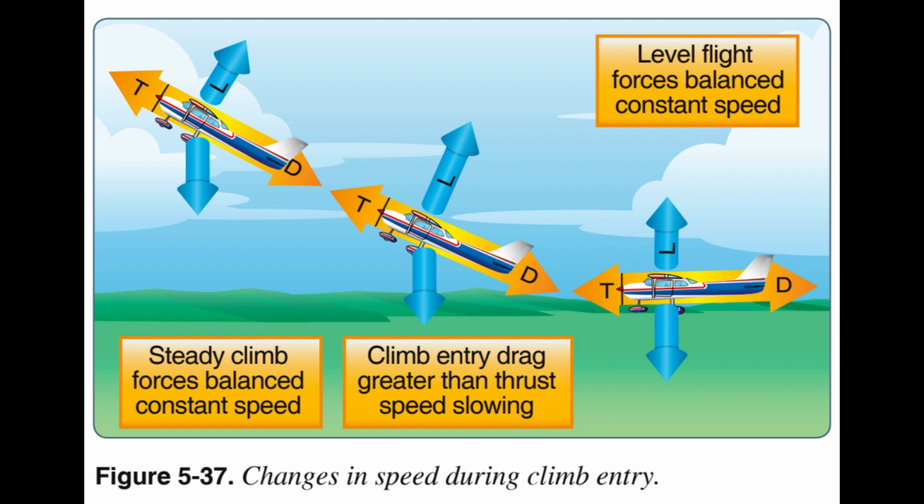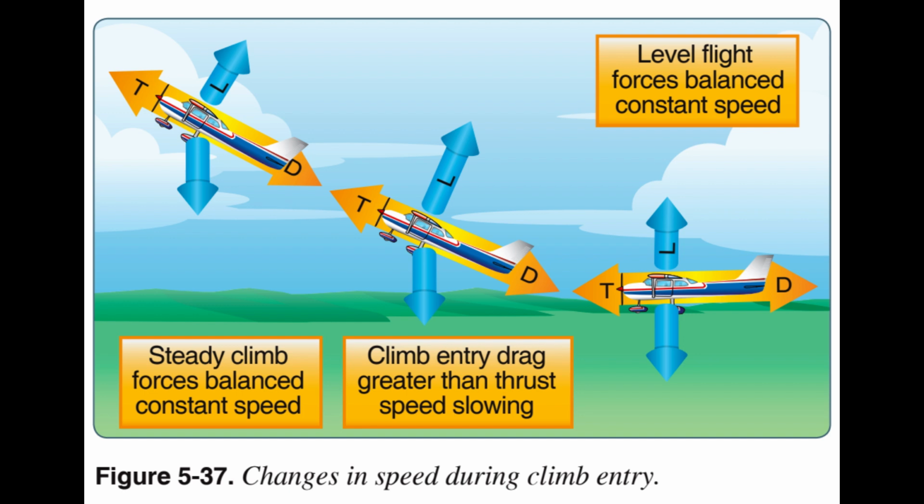Figure 5.37. Due to momentum, the change in airspeed is gradual, varying considerably with differences in aircraft size, weight, total drag, and other factors. Generally, the forces of thrust and drag, and lift and weight, again become balanced when the airspeed stabilizes, but at a value lower than in straight and level flight at the same power setting.